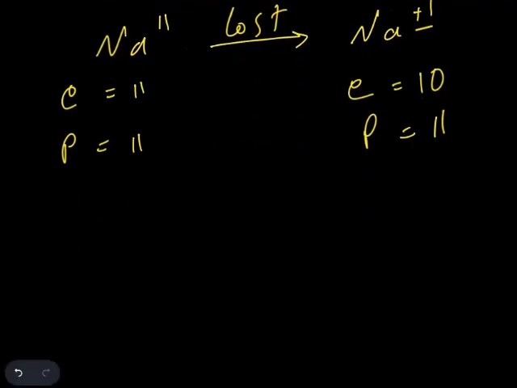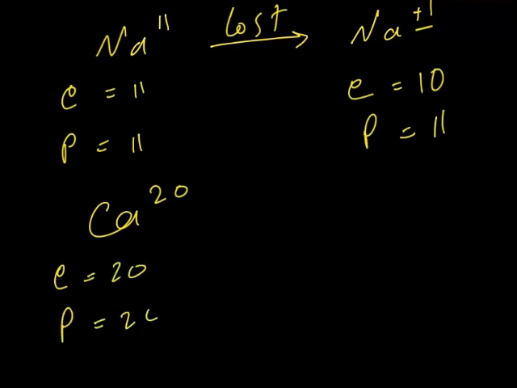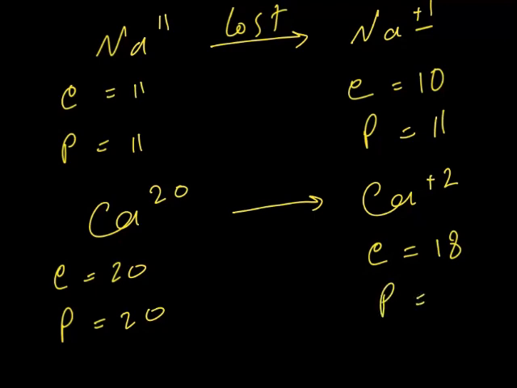Now, let's take another example. If you have calcium 20, here the number of electrons equals 20 and the number of protons equals 20. But when this calcium turns into Ca positive 2, you will see that the number of electrons of the calcium ion becomes 18. And the number of protons is still the same, 20. Okay, so this is exactly the difference between the atom and the ion.